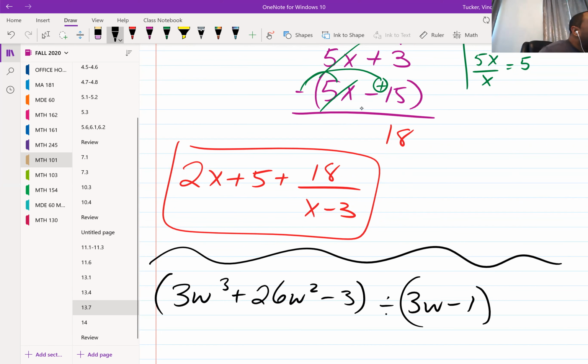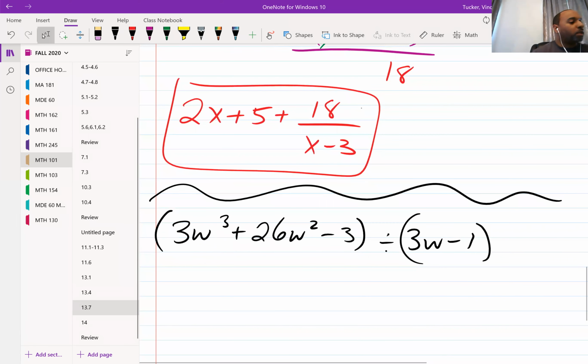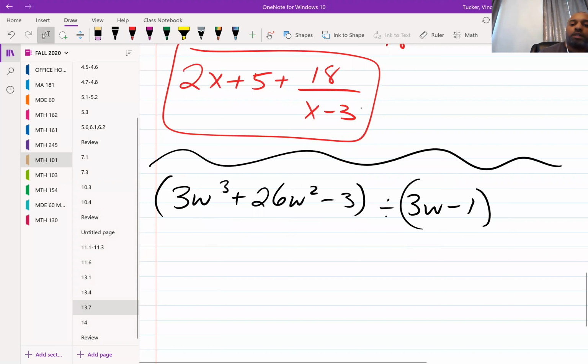All right, so 3w cubed plus 26w squared minus 3 divided by 3w minus 1. Speaking of questions, our next class will be open for whatever questions you guys may have, because this is our last section out of chapter 13. So next class will be an open class for whatever questions. So I won't be doing anything new next class.